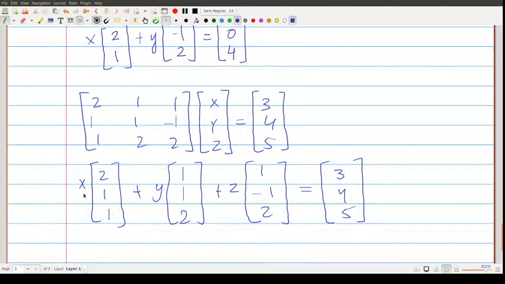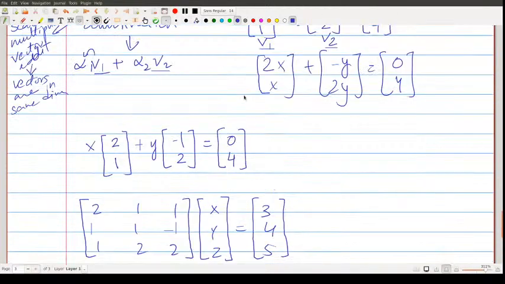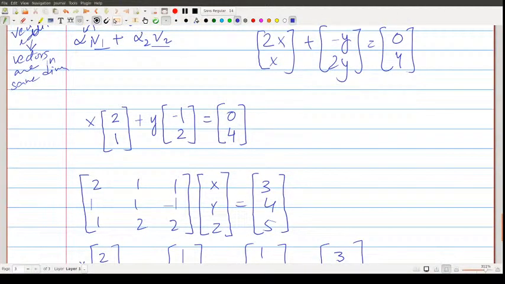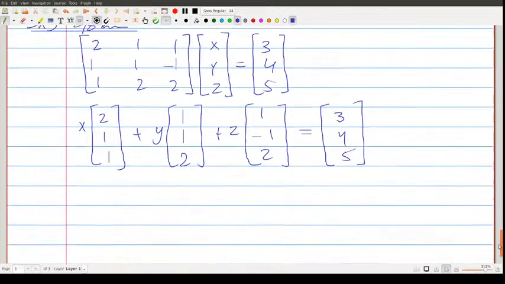Does this make sense? So I still haven't shown you the column picture. Let's take this system, and now let's try to build the column picture. This was an example of a 3 by 3 system. And now let's look at the column picture. What does the column picture look like?